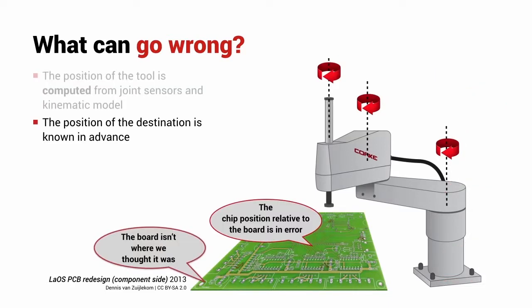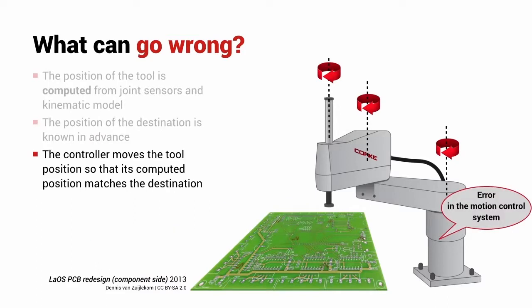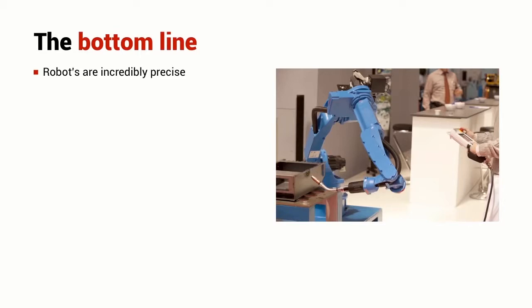Perhaps there is an error in the location of the chip relative to the board, or perhaps there is an error in the position of the board with respect to the robot's coordinate frame. Finally, there could be an error in the motion control system. It's not able to drive the robot tooltip to where it needs to go. Nevertheless, over the long history of manufacturing robots, these problems have largely been ironed out.